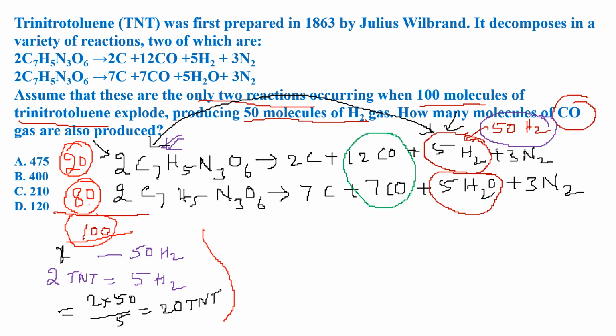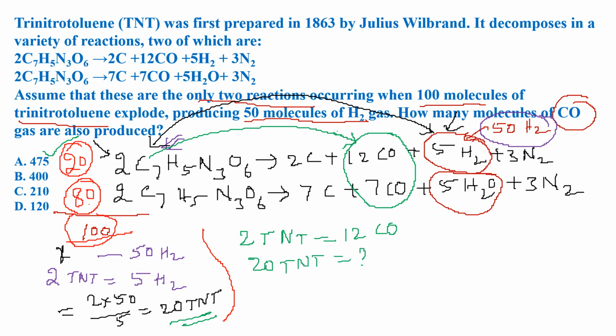Then we'll go further, based on the reaction. We want only carbon monoxide, so now we'll compare with the carbon monoxide. Based on the first reaction, two molecules of TNT produce 12 molecules of CO. We got 20 molecules of TNT, so 20 molecules of TNT produce how much? 20 into 12 divided by 2, you will get 120 molecules of CO. Okay, first reaction.